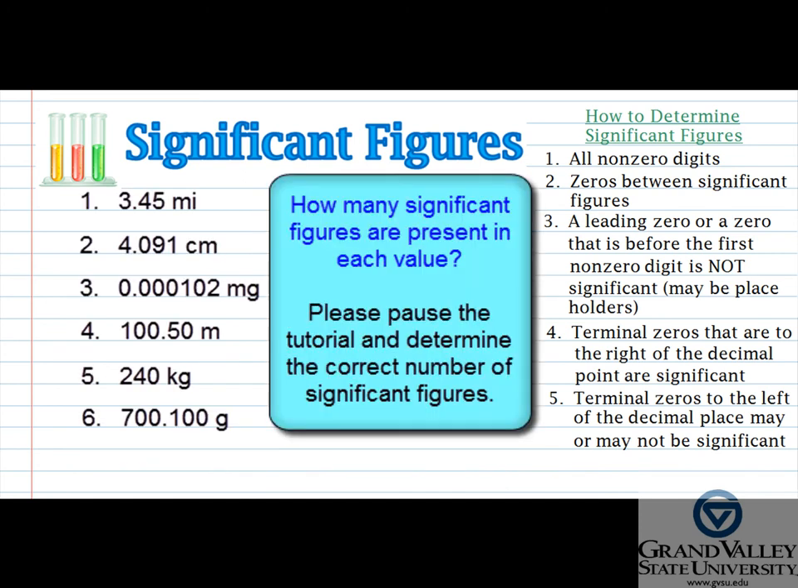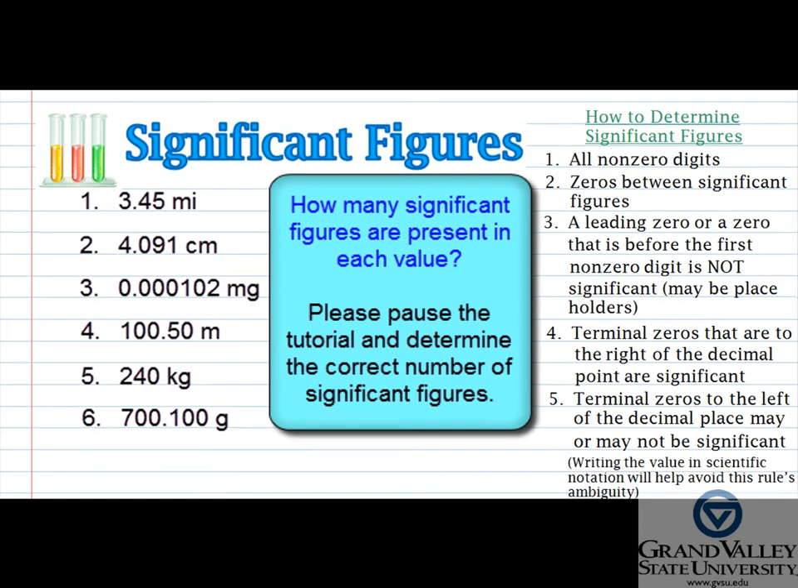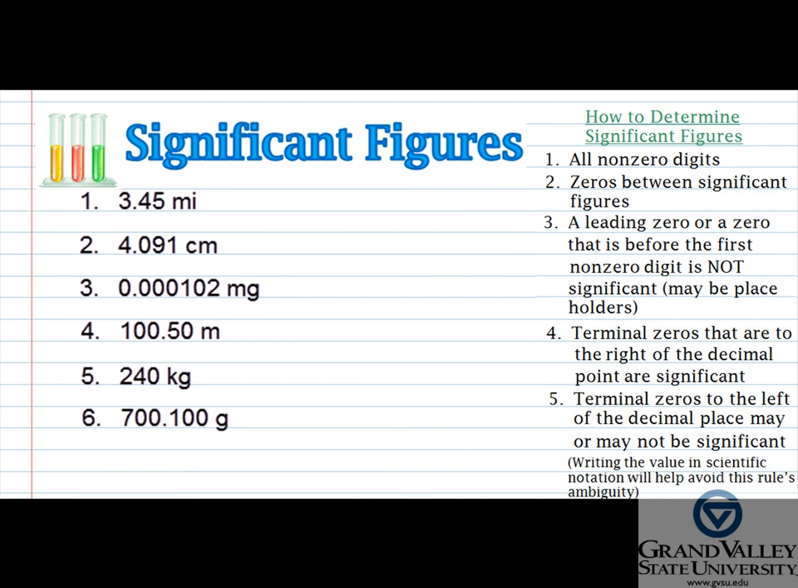Now that we have reviewed the rules for determining significant figures, let's work through a couple practice problems. For problem number 1, there are 3 significant figures because according to the first rule, all non-zero digits are significant. Number 2 has 4 significant figures. The numbers 4, 9, and 1 in this value are significant according to Rule 1.